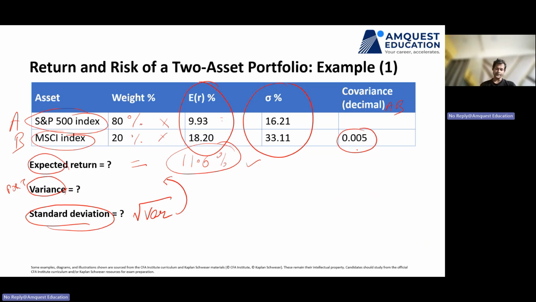Okay, now take variance. Now variance is a little tricky. Remember, to do variance, you have to get covariance also. Now, what I suggest you guys should try and do, because I taught you the formula a square plus b square plus 2ab. What you first do is find out correlation. Now, you know correlation how much? 0.05 is covariance divided by deviation, right? And deviation is 0.1621 into 0.3311, right? What is the answer?